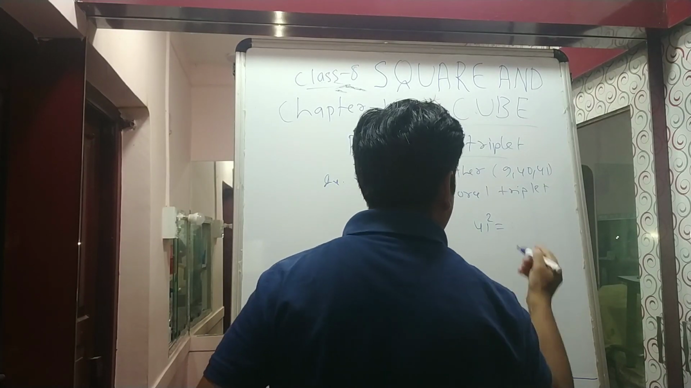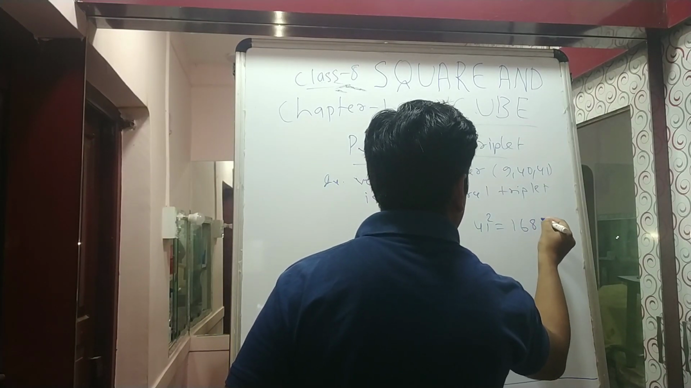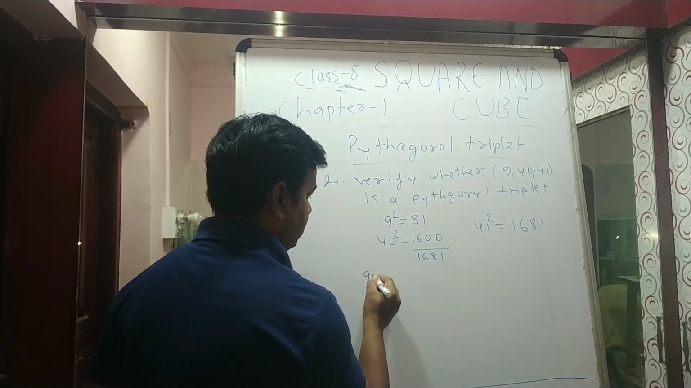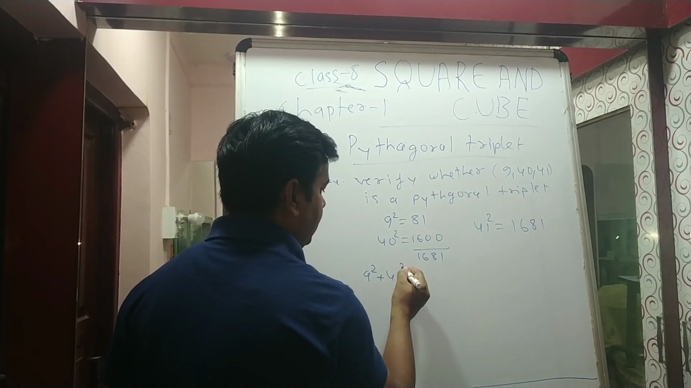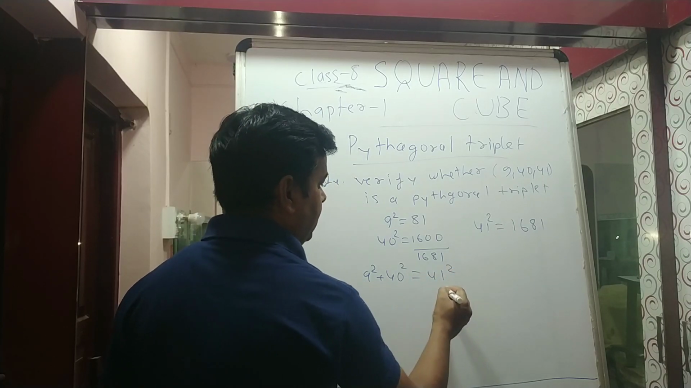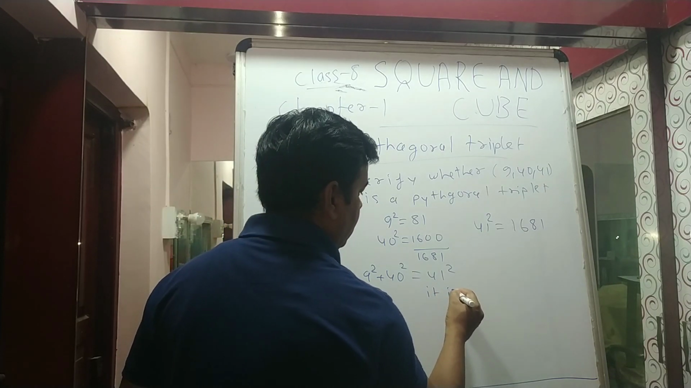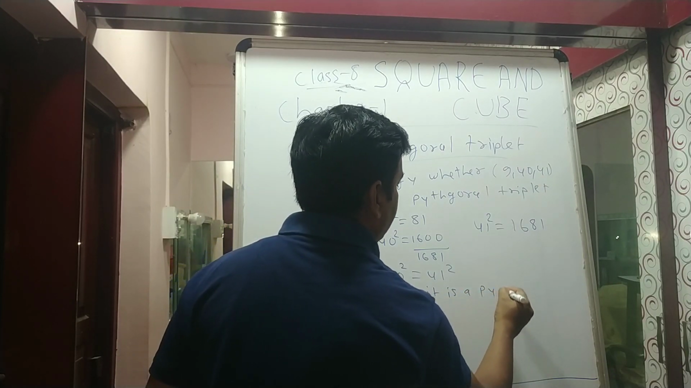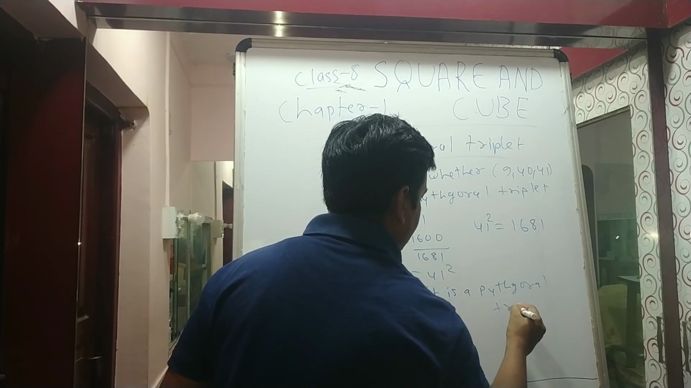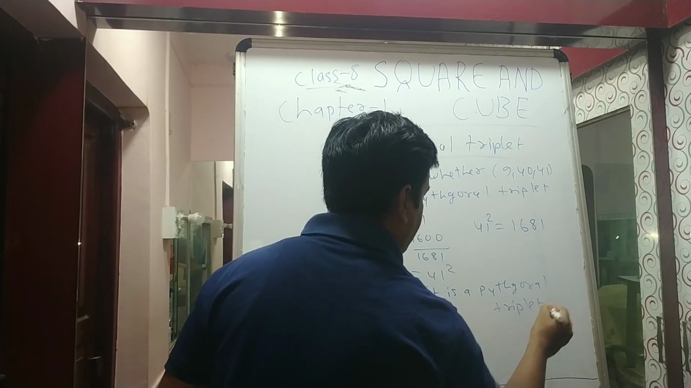So we can say that as both are equal, means 9 square plus 40 square is equal to 41 square, so it is a Pythagorean triplet. Okay.